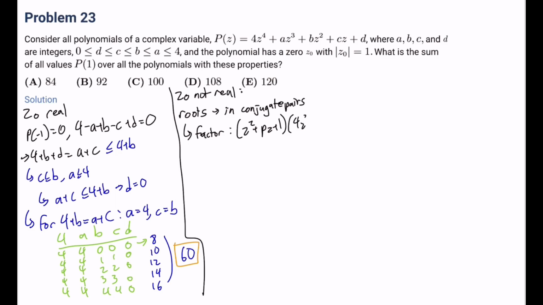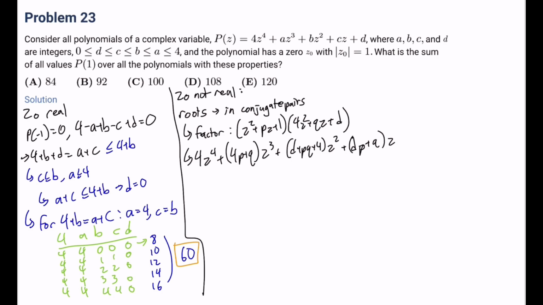times 4z squared plus qz, and then since the constant is d, plus d. If we now just multiply them, this is going to equal 4z to the 4th power plus (4p plus q) z cubed plus (d plus pq plus 4) z squared plus (dp plus q) z, and then plus d, like that, right? And so we know that this is a, this is b, and this is c.